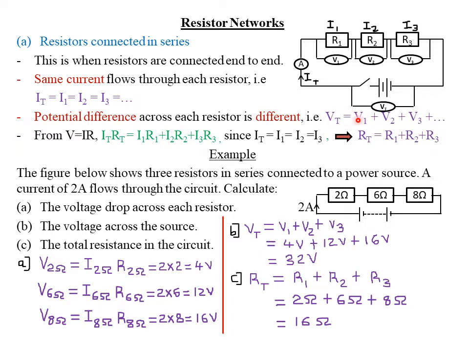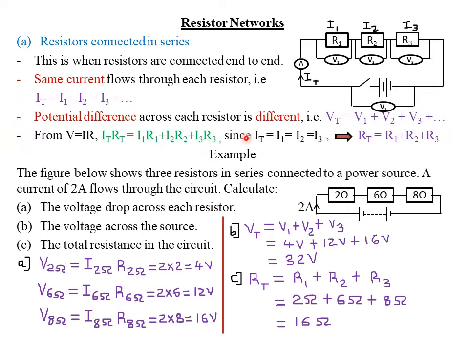So from this equation here in pink, V total will be I total times R total, must be equal to V1. V1 shall be given by I1 times R1. V2 shall be given by I2 times R2. Then V3 shall be given by I3 times R3. So from Ohm's law, we can see that I total R total must be equal to I1 R1 plus I2 R2 plus I3 R3.